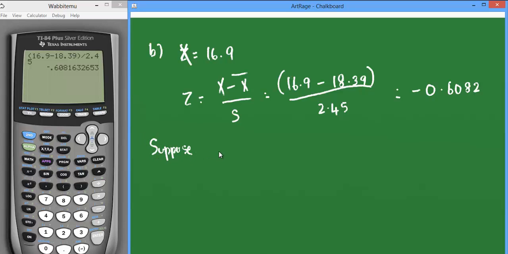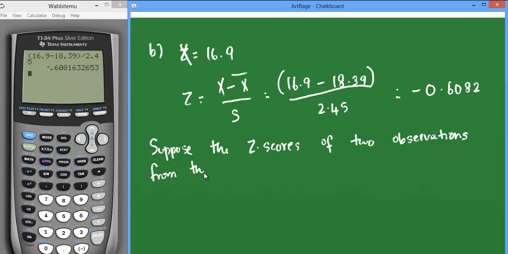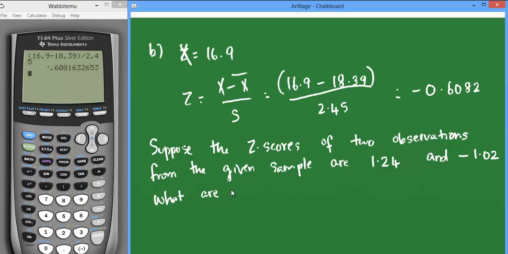Suppose the z-scores of two observations from the given sample are 1.24 and negative 1.02. What are the observations? So we can use the reverse operation to find these observations. The z-scores provided are 1.24 and negative 1.02.